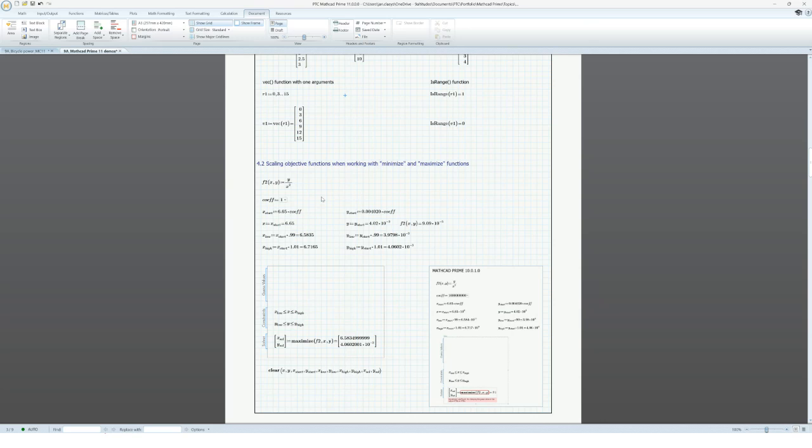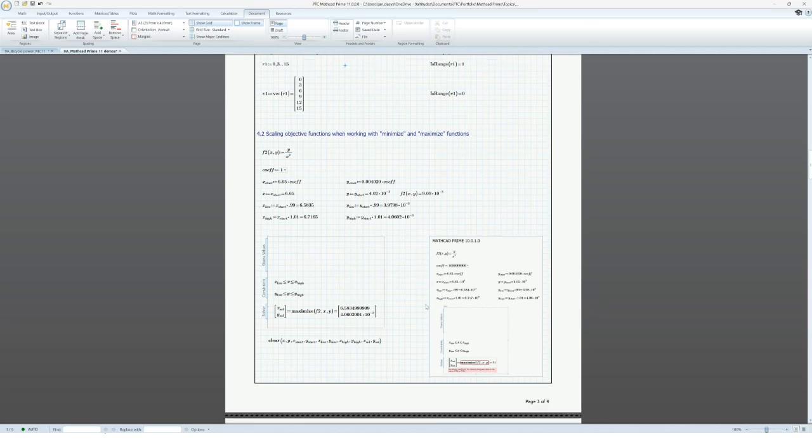This was not the case in Mathcad Prime 10. And to prove that, I paste exactly the same situation, and then we see starting from a certain scale factor, Prime gave problems. This is not the case any longer in version 11. So this is a second improvement.